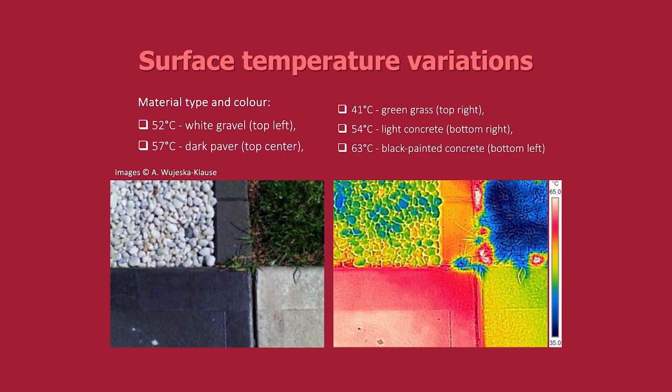Then we have the dark paver, which is more of an orange color, indicates higher temperature, and was actually 57 degrees. This green grass is the coolest surface that was captured within that image. It was around 41 degrees. And the hottest one was this black painted concrete. That black painted concrete was 63 degrees, was 20 degrees hotter than green grass, and 10 degrees hotter than the same material that was light in color. So this highlights the differences in surface temperatures depending on material type and its color.